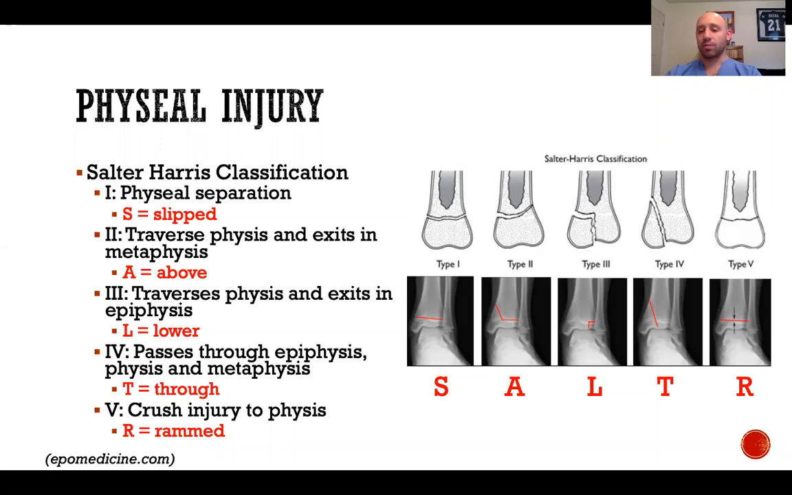Type 4 is for T, which stands for through, and that's going to be through the metaphysis, the physis, and the epiphysis. And then type 5 is R, and that can be either for rammed or ruined, and that's a complete crush injury to the physis.